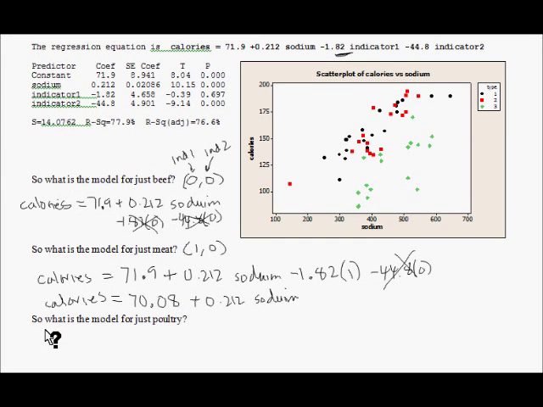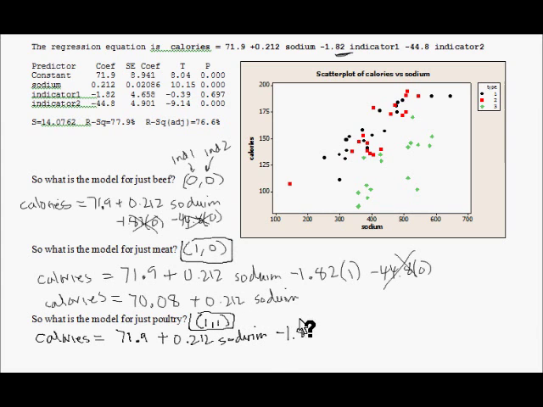There we go. For poultry, well, poultry is 1, right? Both ones. So the calories is going to be 71.9 plus 0.212 times sodium. But now we have minus 1.82 times 1 and minus 44.8 times 1, right? Because they're now both indicator 1 and indicator 2. They're both 1s. So those two terms are in there.